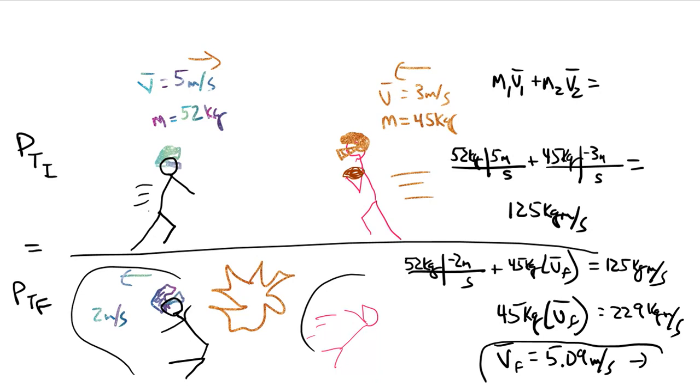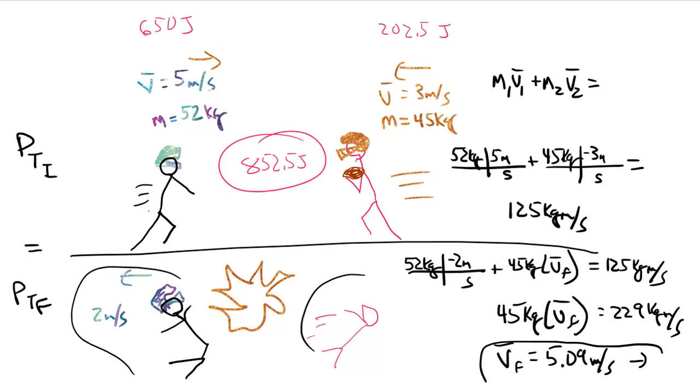And again, just to do it real quick, I'm going to save writing it all out. But if I wanted to find the kinetic energy of the first guy, it'd be 0.5 times his mass times his speed squared. He has a kinetic energy of 650 joules before the collision. This person on the other side, 0.5 times his mass times 3 squared. He has a total kinetic energy of that. And if I added them up, the total kinetic energy before the collision is 852.5 joules.